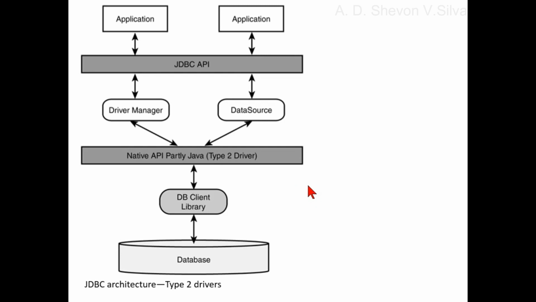Such drivers are known as native API partly Java drivers. Type 2 drivers communicate with the database by using the native client library provided by the database. This library is required to be loaded on the client machine. Because of this, applets cannot use these type of drivers.